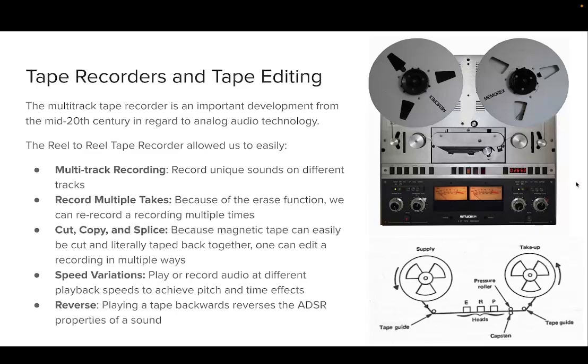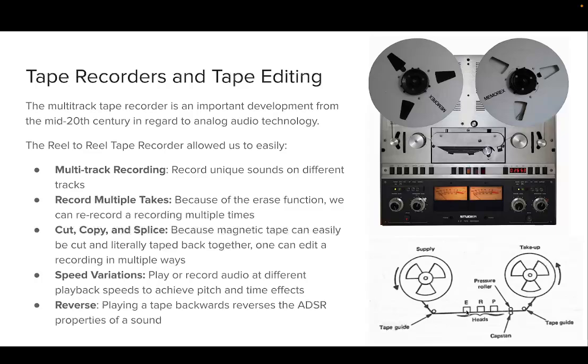On the right, we have some diagrams. We have a picture of a Studer reel-to-reel, and we also down here have a diagram of the parts of a reel-to-reel. We have the supply wheel and the take-up reel. And we have other common parts of your standard tape machine, such as the capstan and pinch roller, which pulls the tape through the mechanism.